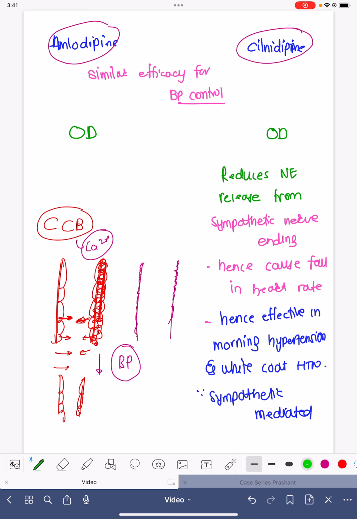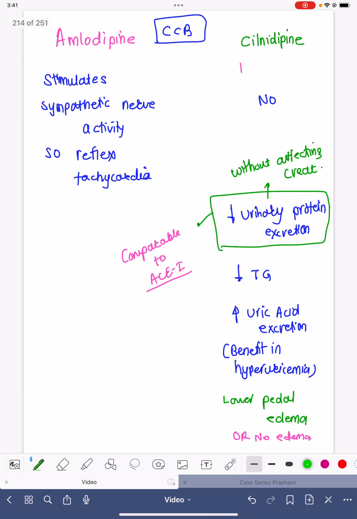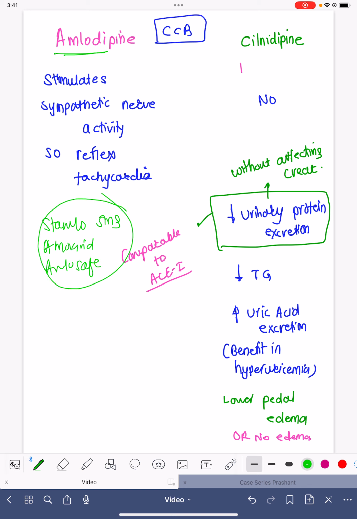So both amlodipine and cilnidipine are used as calcium channel blockers in any patient who has high blood pressure. Now they have similar efficacy for blood pressure control. The only difference between amlodipine and cilnidipine is that amlodipine comes by very famous brands like Stamlo or Amlokind or Amlosafe. These are the brands which very commonly have amlodipine.